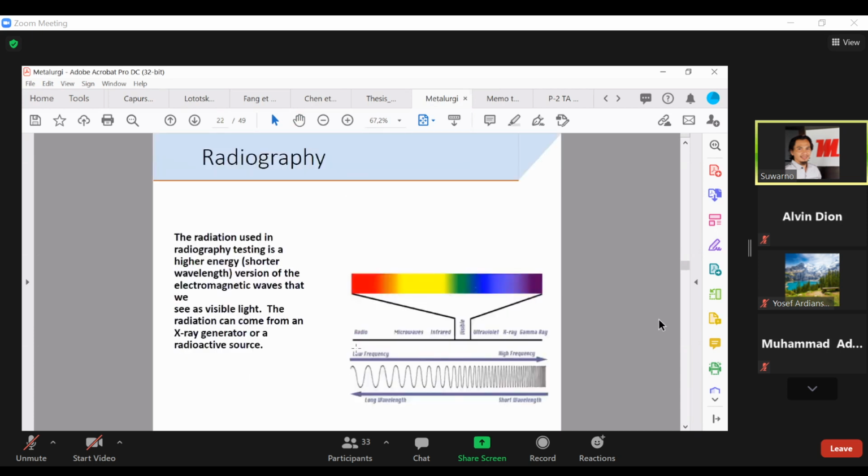Basically, this is radiography. Well, it's like an X-ray. You need the X-ray generator. It's basically like in the hospital when you try to look inside your body to see if there is any broken bone or something like that, and then you need X-ray. This is exactly the same thing, but just different in the energy.